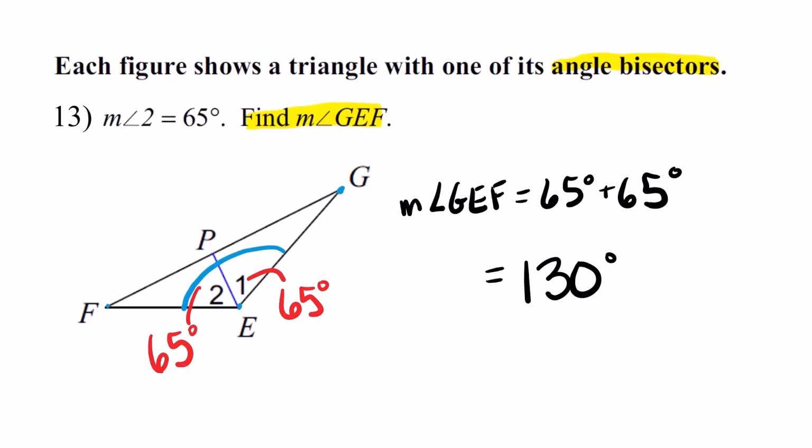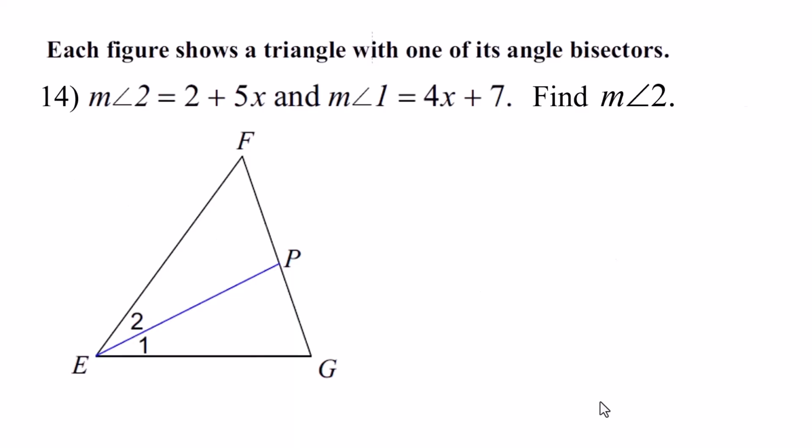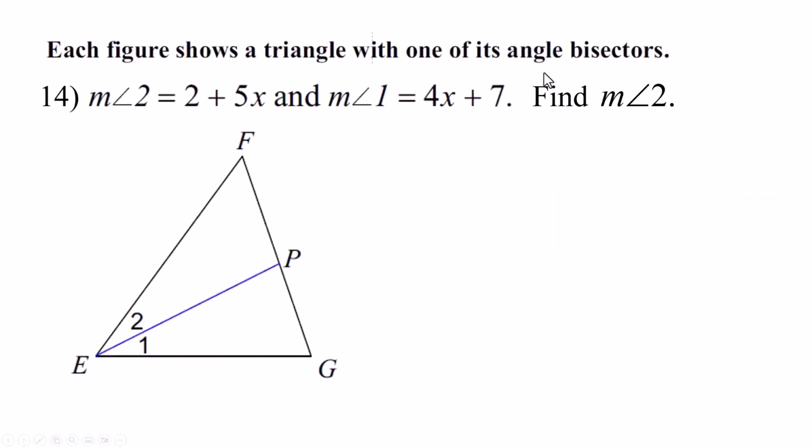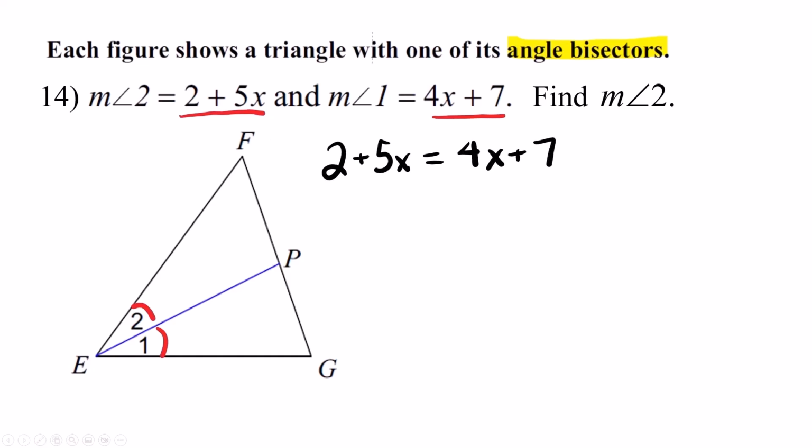That was a nice break. A little more complicated. Give it a shot. All right, that blue line is an angle bisector, so we know what that means. We know that these two angles are going to be equal to each other, which means these algebra chunks are going to be equal to each other too. So 2 plus 5x equals 4x plus 7. That's the geometry. Now we do the algebra.